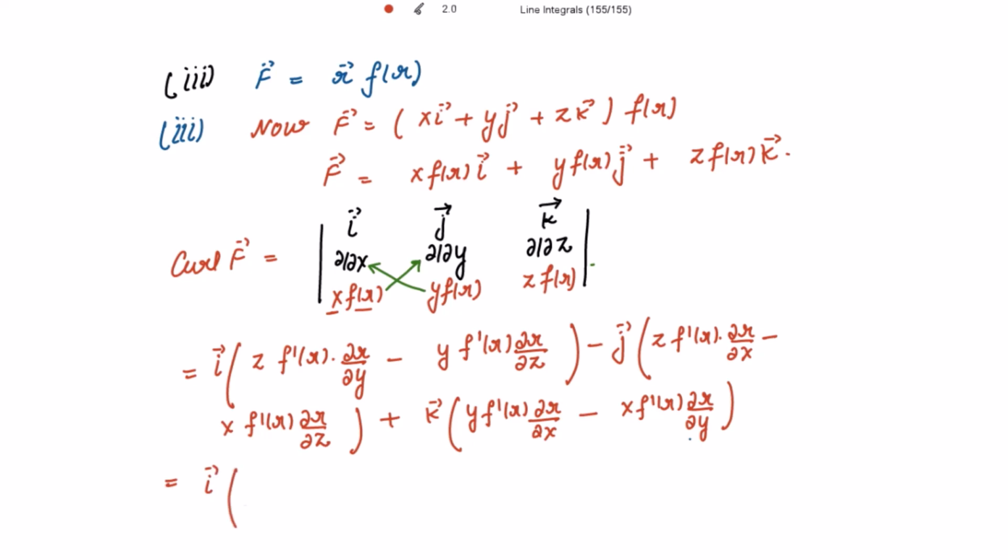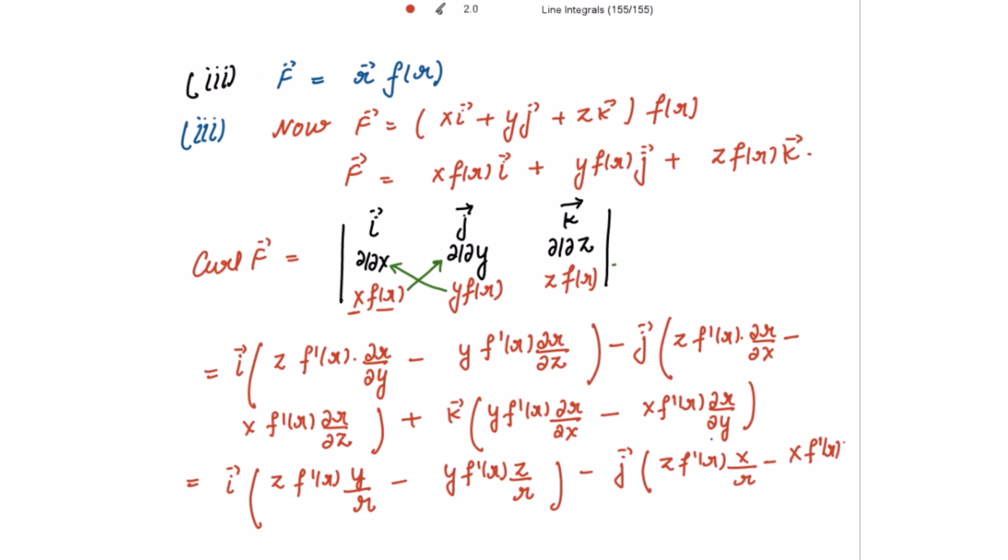Simplifying further, we are getting this: z into f'(r). What is ∂r/∂y? It is y by r, right? Minus y into f'(r), ∂r/∂z is z by r, minus j vector z into f'(r), ∂r/∂x is x divided by r, minus x into f'(r), ∂r/∂z is z divided by r, plus k vector y into f'(r), ∂r/∂x is x divided by r, minus x into f'(r), ∂r/∂y is y divided by r.